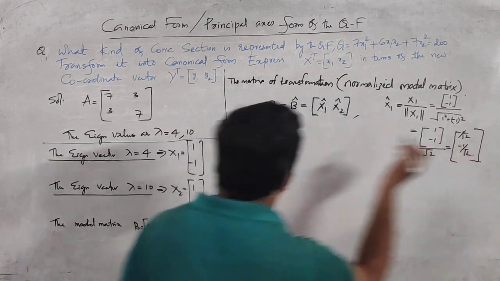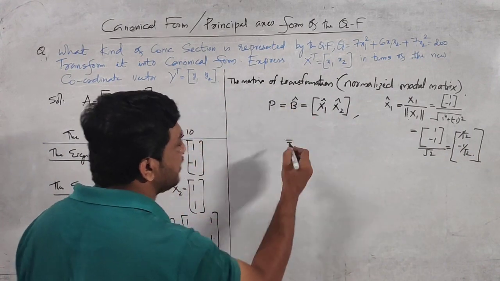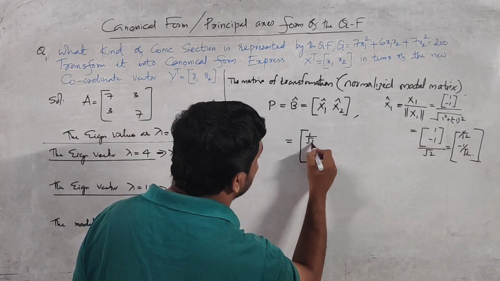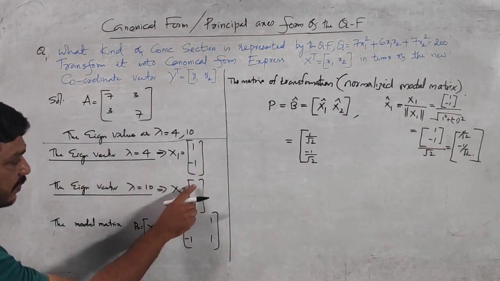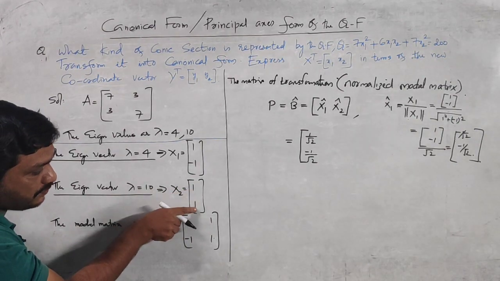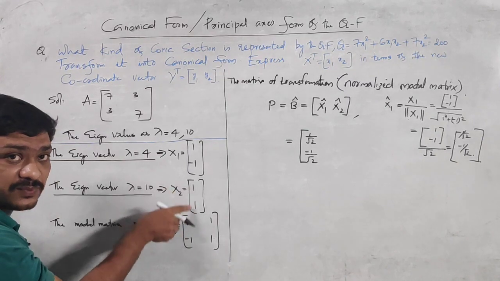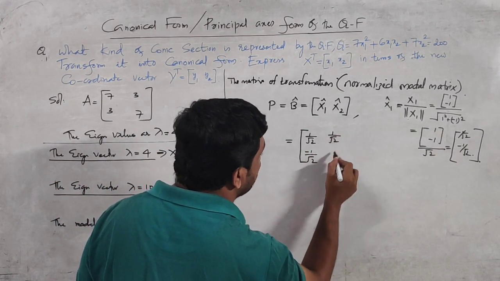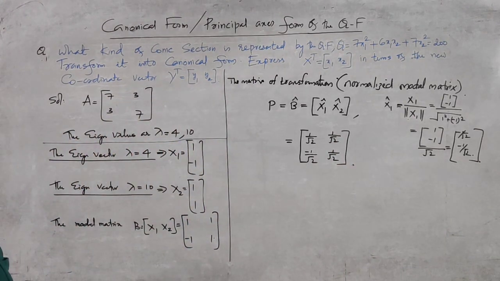In the same way, we get the normalized model matrix P as x1 cap, x2 cap, where x1 cap is 1 by root 2, minus 1 by root 2. Since x2 is 1 and 1, the normalized eigenvector x2 cap is 1 by root of 1 square plus 1 square, that is 1 by root 2, and again 1 by root 2. So x2 cap is 1 by root 2, 1 by root 2. This is the matrix used for this transformation.